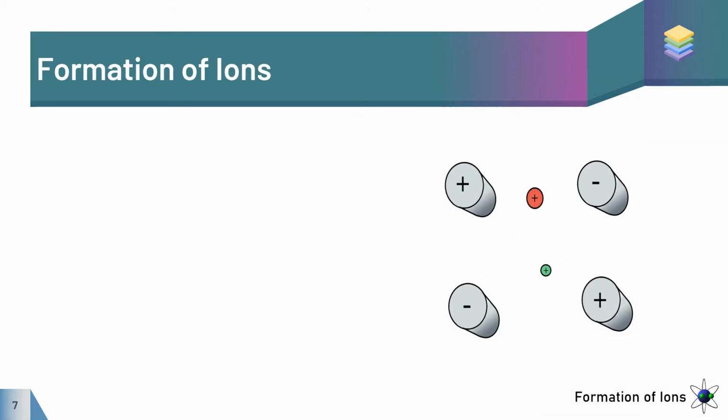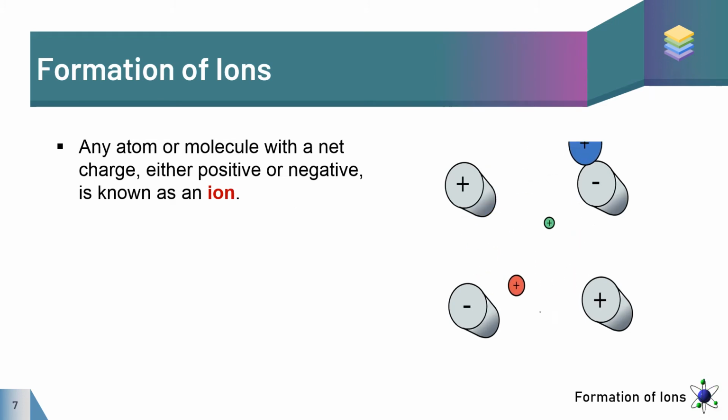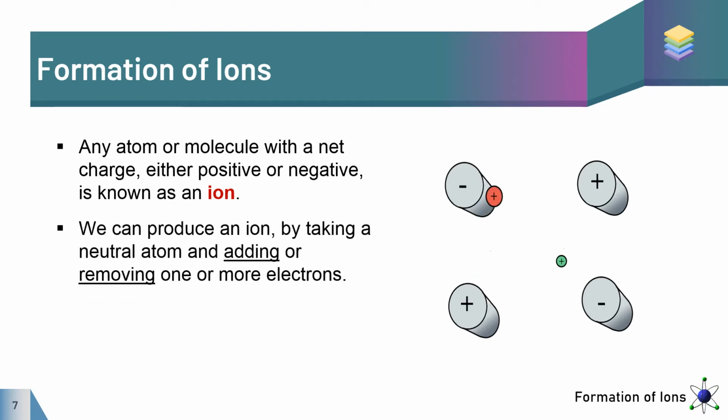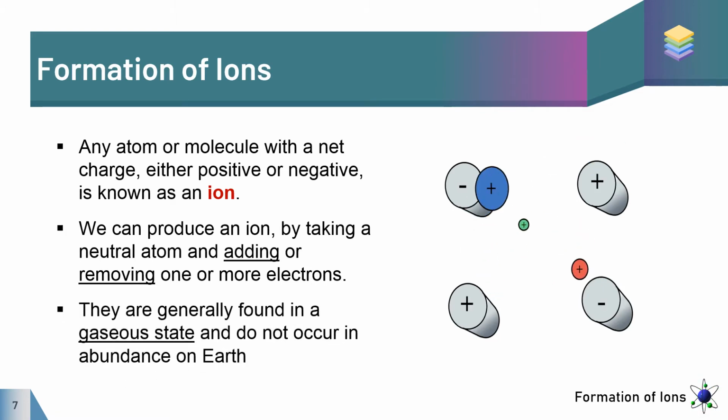Now let us discuss the formation of ions. As you can see in the illustration, ions are atoms that have charges or possess charges. Any atom or molecule with a net charge, either positive or negative, is known as an ion. How can we produce an ion? We can produce an ion by taking a neutral atom and adding or removing one or more electrons. Ions are generally found in a gaseous state and do not occur in abundance on Earth.